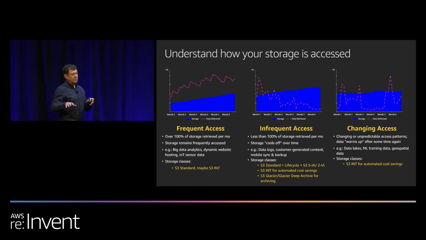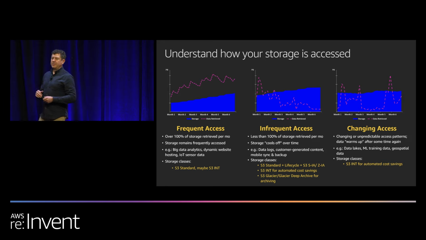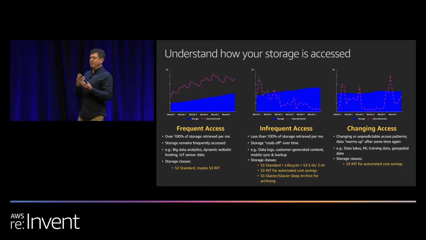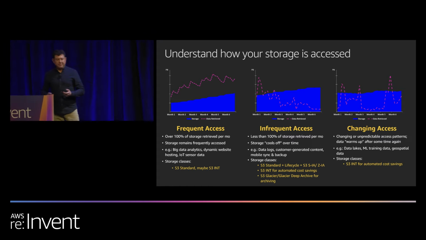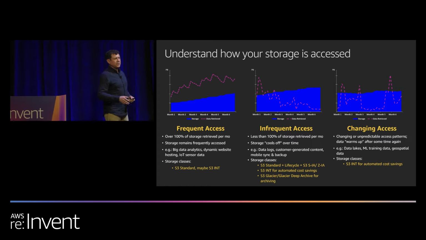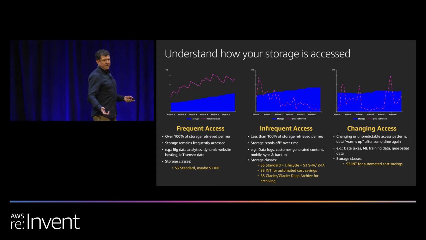There's probably some different storage classes. And to remind you, storage classes are defined on a per object level. So you can have objects of different storage classes within the same S3 bucket. This allows you a great deal of flexibility for managing cost. So the first is the frequent access pattern. This is a case in which more than 100% of my data stored is retrieved in a given month, right?